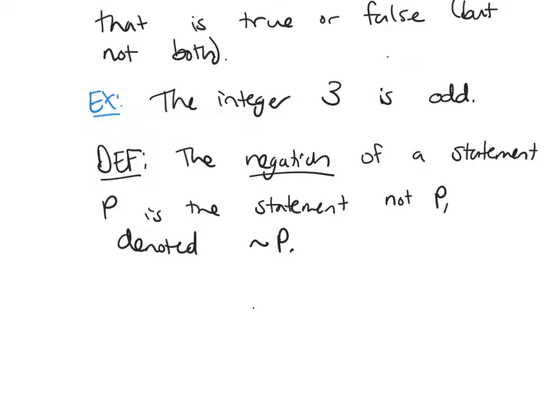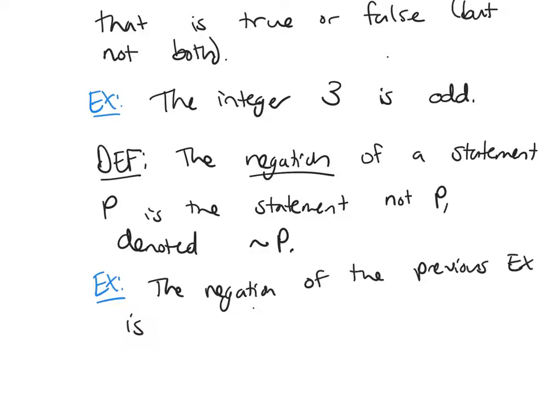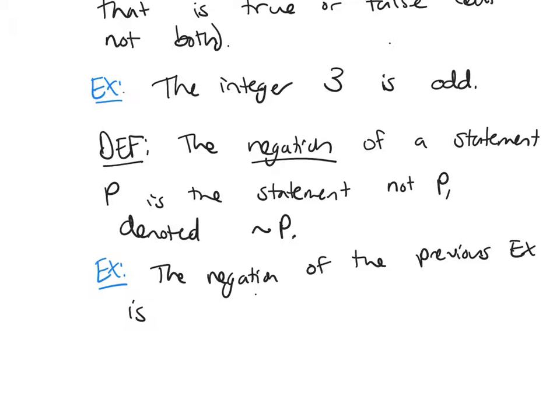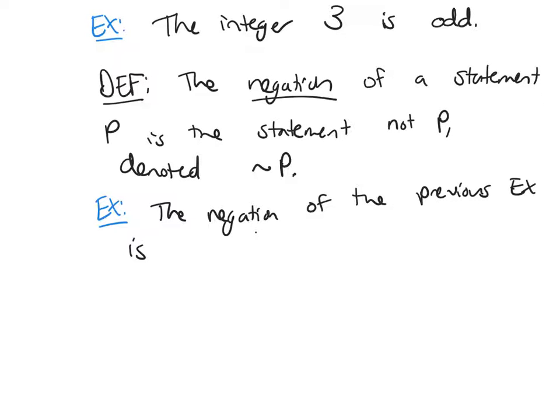So let's negate our previous statement in our example. The negation of the previous example, the negation of the integer 3 is odd, is the integer 3 is not odd. That would be the negation.